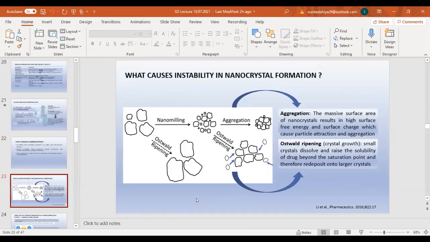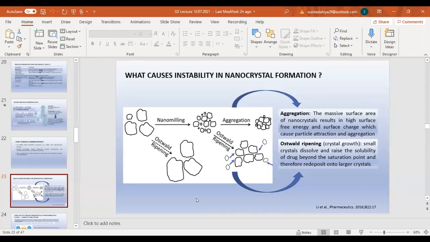Now see the instability, right? We think that everything is good about nanocrystals, but instability is a problem that must be paid attention to, right? So first of all, what causes the instability in nanocrystal formation? Because we know that we are reducing the particle size below a certain level, right? So when you reduce the particle size, a huge, massive surface area is available, which results in high surface free energy. And because of high surface free energy, there will be presence of surface charges, right?